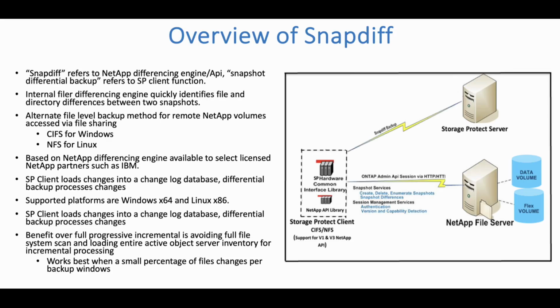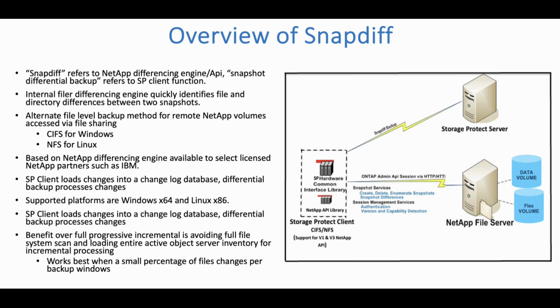Brief overview of Snapdiff. It's supported on Windows and Linux, x64 Windows and x86 Linux, and it's an alternate file level backup method for remote Netapp volumes accessed through file sharing, which would be CIFS for Windows and NFS for Linux. And it's based on a Netapp differencing engine that's available to select partners such as IBM.